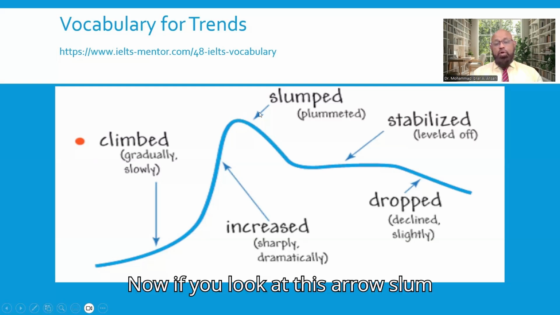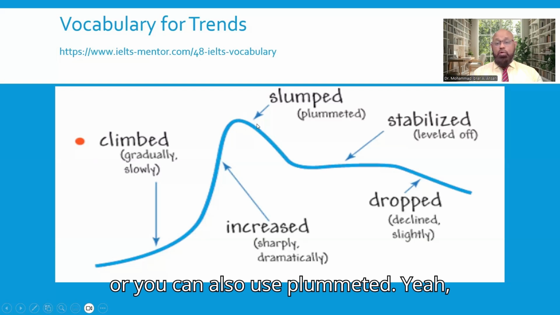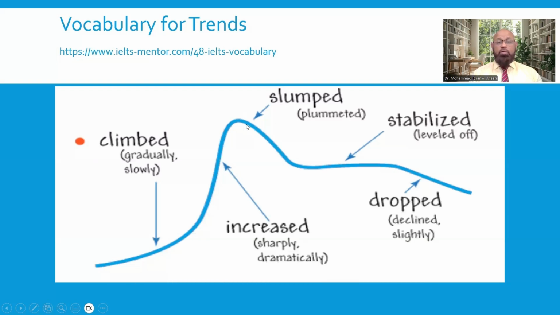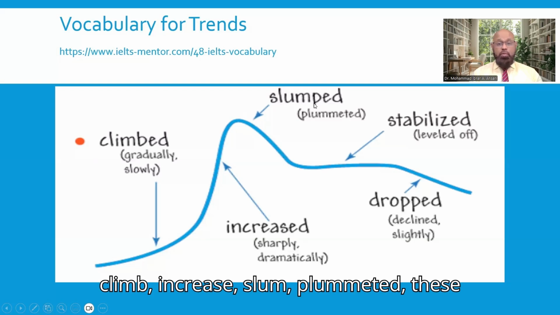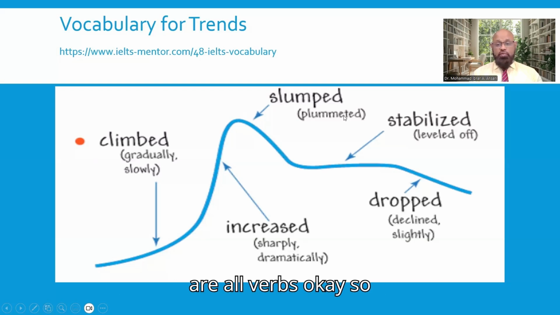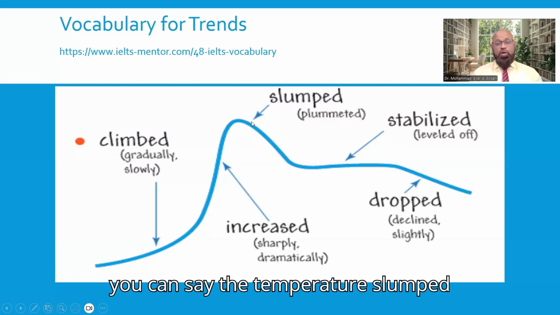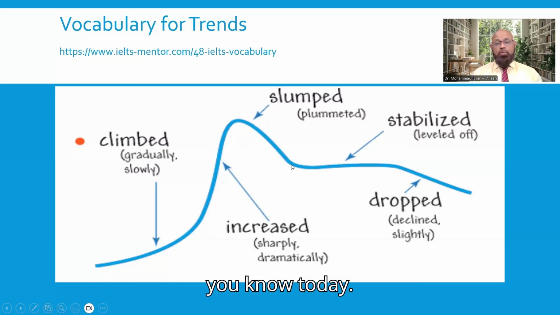Now if you look at this arrow, slump, or you can also use plummeted. These are the verbs you can use. Climb, increase, slump, plummet, these are all verbs. So you can say the temperature slumped today.